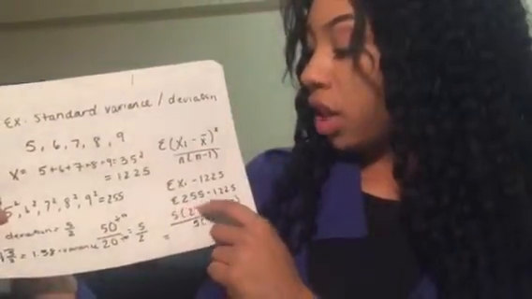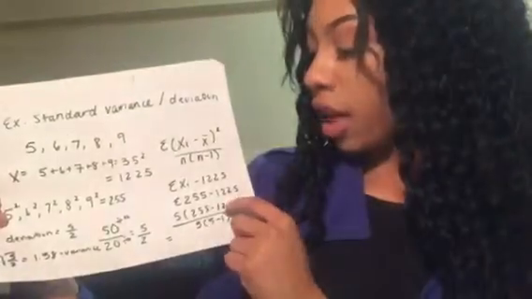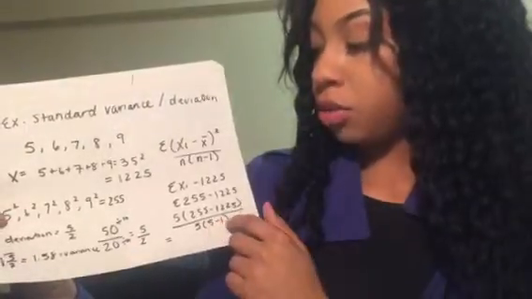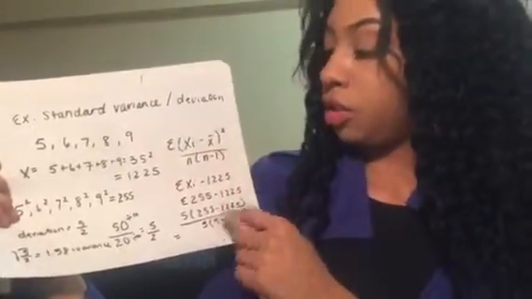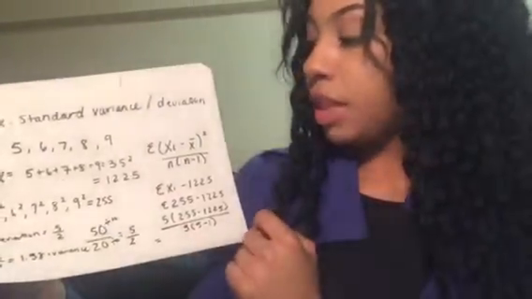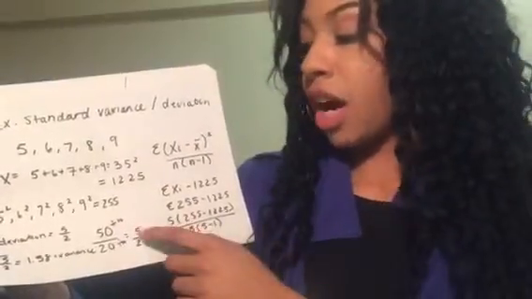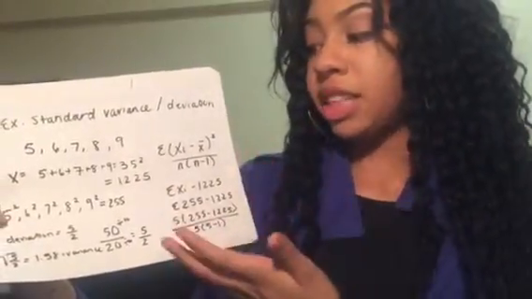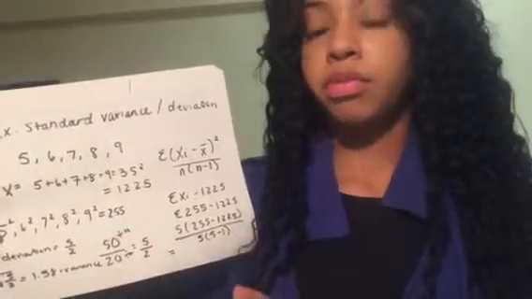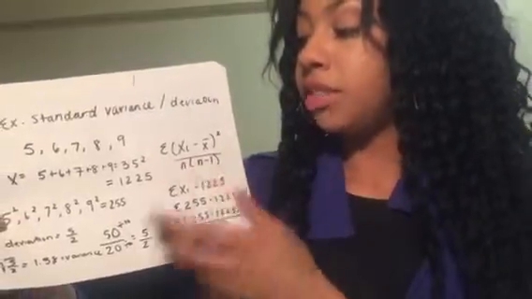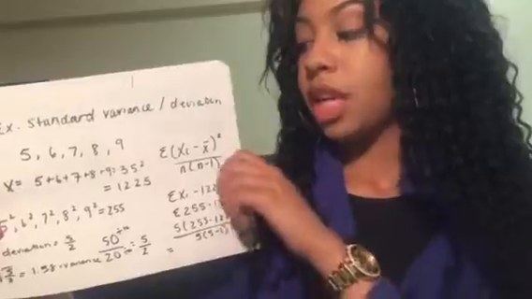So you do 255 minus 1,225 over 5, and all under 5 minus 1, which is, as you can see from the equation, n minus 1. And then after you get that, you get 50 divided by 20. Divide by 10, reduce, you get 5 divided by 2. That's the variance. And then to square root it, you get the deviation, which is 1.58. And that's basically what you get for standard deviation and variance for a sample.